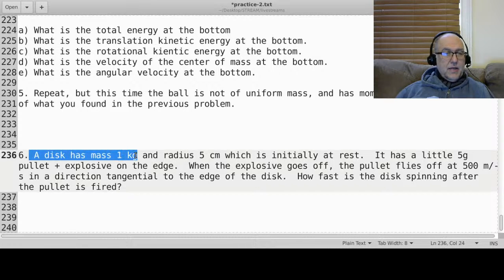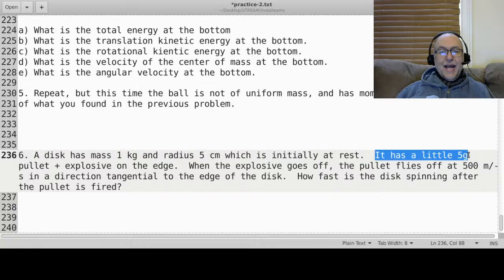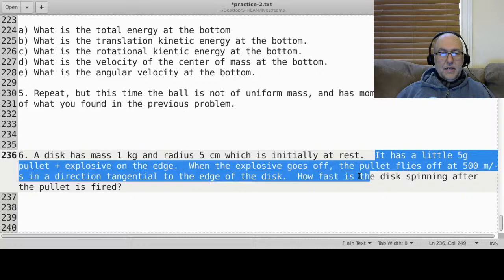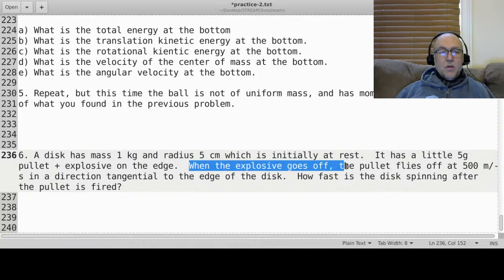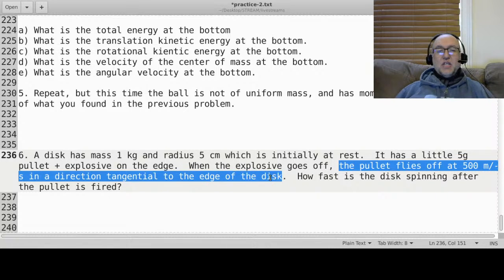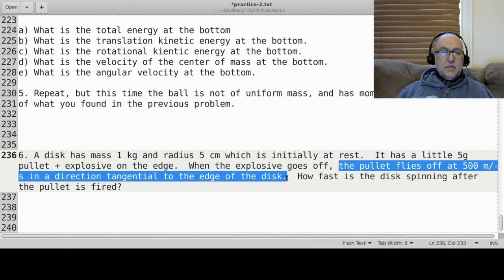So we have a disk, mass of 1 kilogram, radius of 5 centimeters, initially at rest. You can picture this disk. It has a little 5-gram bullet plus some explosives on the edge, something like a bit of gunpowder. When the explosion goes off, the bullet flies off at 500 meters per second in a direction tangential to the edge of the disk. That might be the part that's a little bit hard to picture.